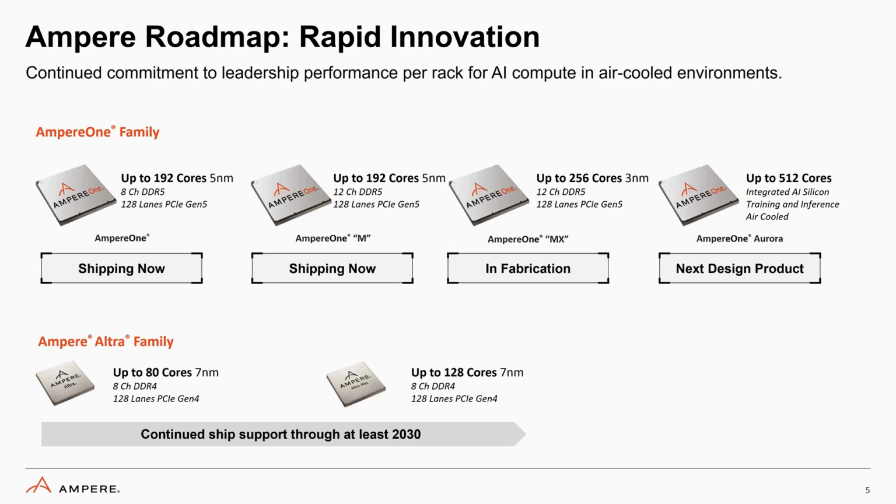In addition to that, we proudly shared that future generations of Ampere servers are expected to feature higher core counts, all the way up to 512 cores. And we're applying that same innovative approach from Ampere 1 CPUs to what we call Ampere 1 Aurora.